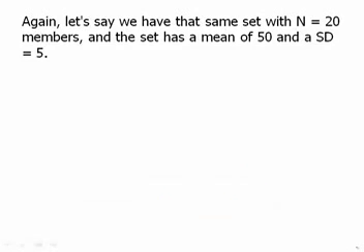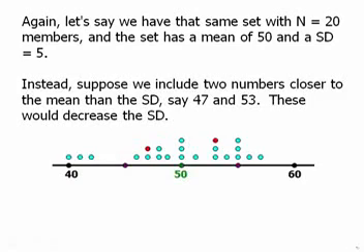All right, reset back to the set of 20. Now suppose we include two numbers that are closer to the mean, say 47 and 53. Well, now we add two numbers, again, symmetrically spaced. One is 3 below the mean, 3 above the mean, so this will not change the mean. The mean will stay the same.